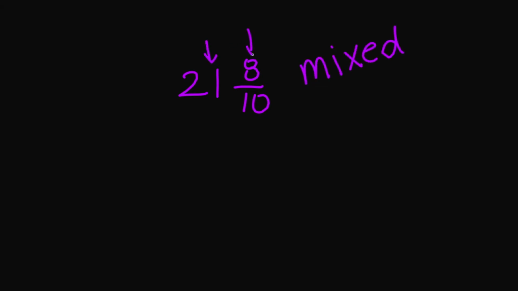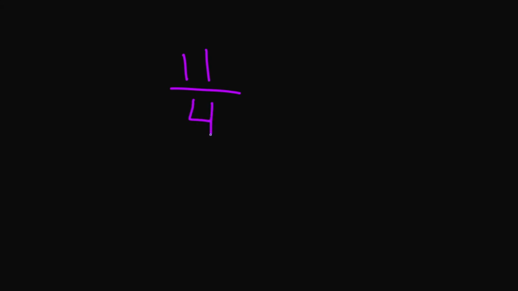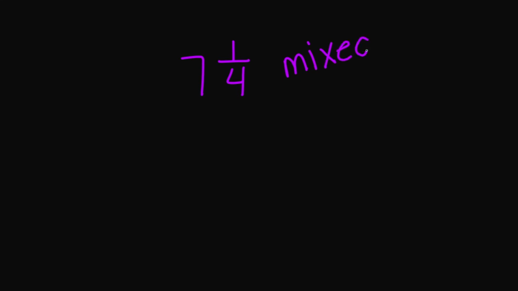What about 21 and 8 over 10? This is an example of a mixed number. What about the fraction 11 over 4? This is an example of an improper fraction because your numerator in this example is bigger than your denominator. What about fraction 3 over 10? This is also a proper fraction. And let's try one more. What about 7 and 1 over 4? This is also a mixed number because we have a whole number and a proper fraction.